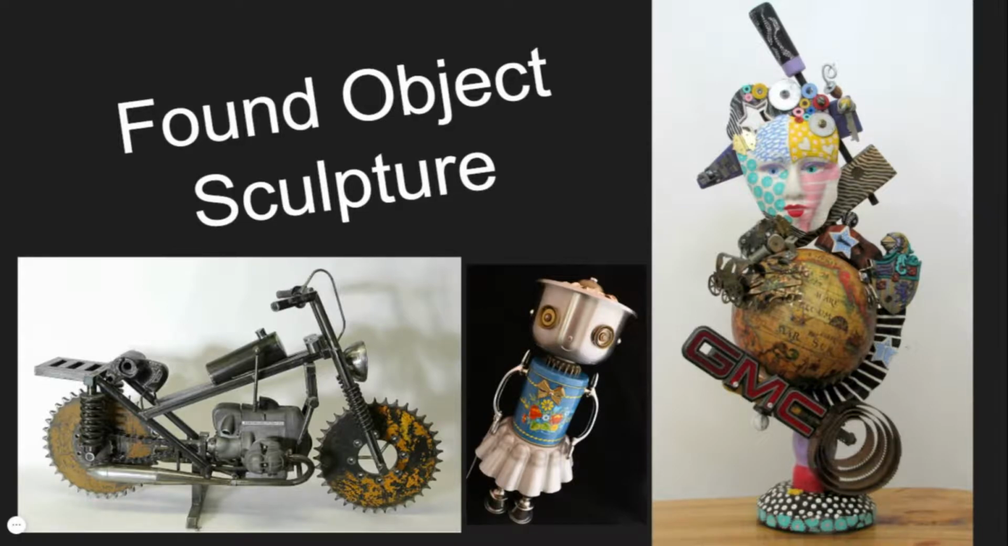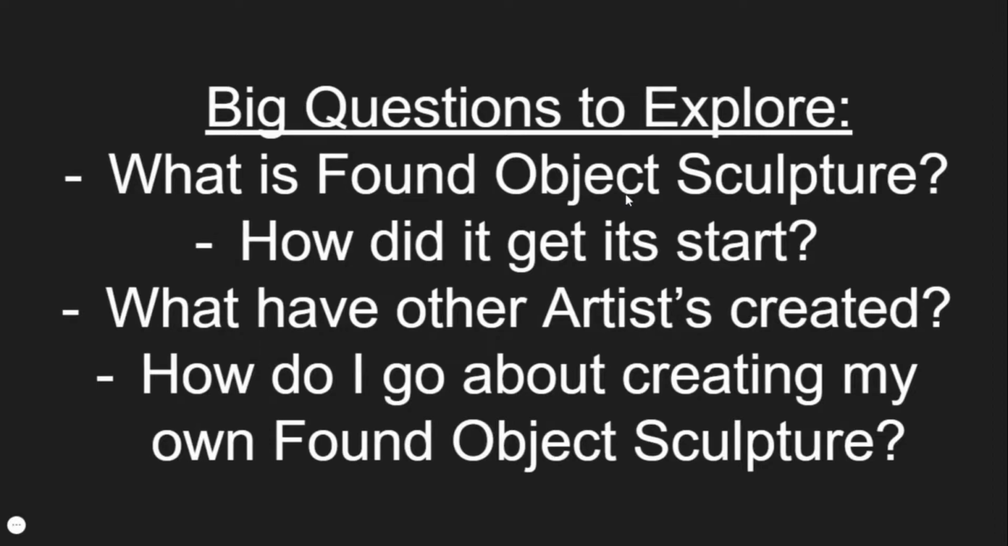But if you look at each individual piece, you can often recognize that it's a gear, or that it's a teapot, or it's a globe, or a GMC logo. So we're going to explore some big questions in this lesson. First of all, what is found object sculpture? How did it get its start? What have other artists created? And how do I go about creating my own found object sculpture?